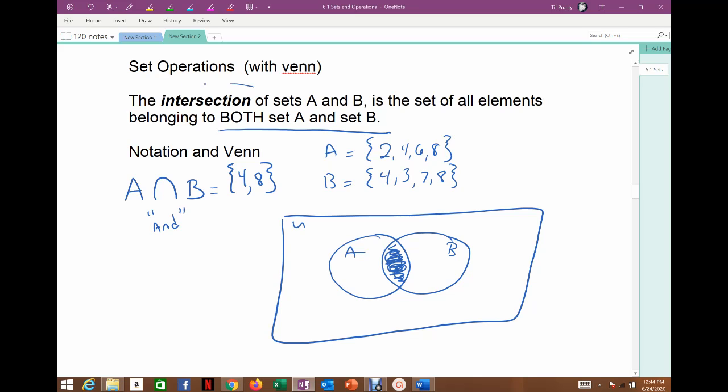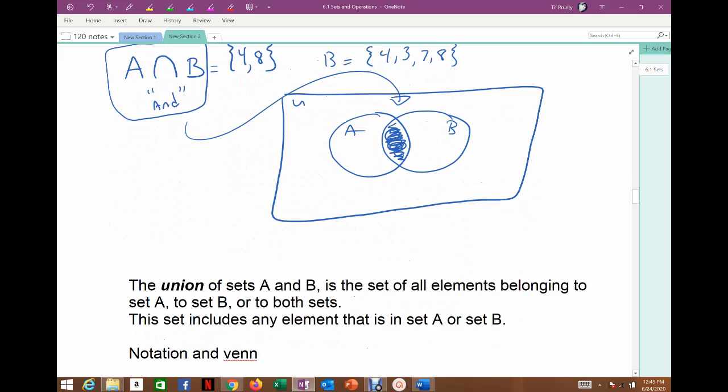That's the intersection, right? The overlap of my two sets. That's what we're talking about when we're talking about the intersection. The symbol you need to recognize stands for the overlap, or the intersect. Intersection makes sense where the two sets intersect.